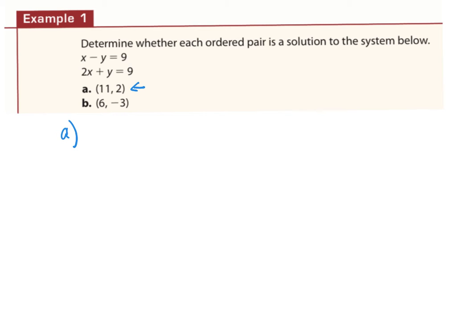The first one is x minus y. X is 11, y is 2. And then we're going to plug it into 2x plus y. 2 times 11 plus 2 equals 9. And we're going to see if those are true. Well, for the first one, 11 minus 2 is 9. Yes, that is true. For this one, 2 times 11 is 22, plus 2 is 24. 24 does not equal 9.